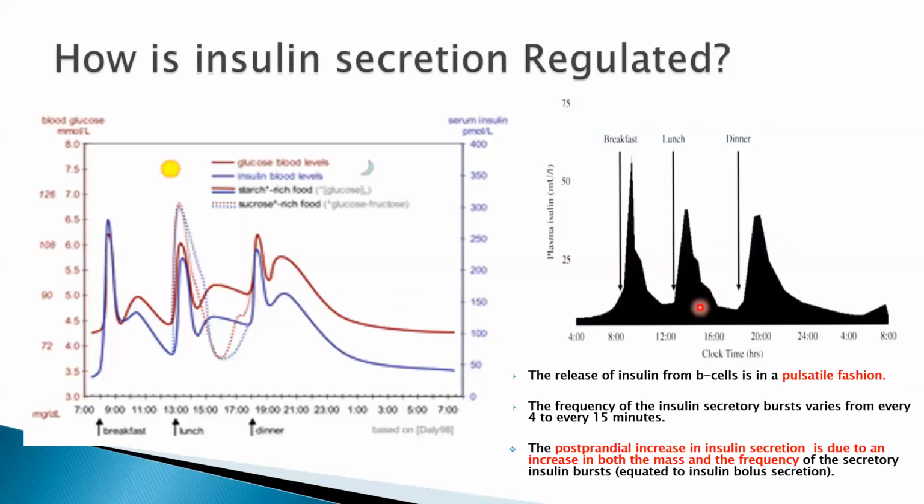And same at dinner. So at the end of the day, you have what we call the physiological pattern of basal insulin and bolus insulin in the body. This is how a normal body functions: basal, bolus, and we're going to talk so much about this in the subsequent slides.